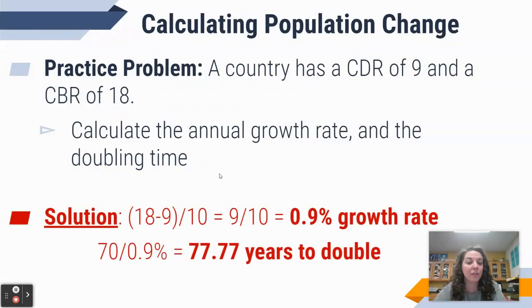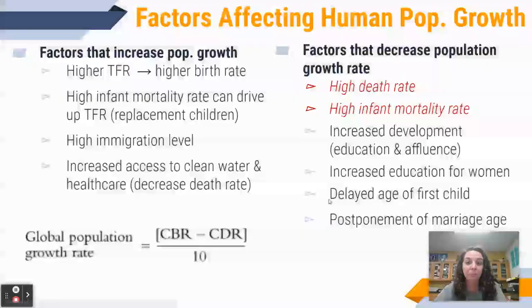This is what you should have gotten, okay? So 18 minus 9 divided by 10, so 9 over 10, so we'd have a 0.9% growth rate. And then you do your rule of 70. 70 divided by 0.9 should have given you 77.77 years to double.